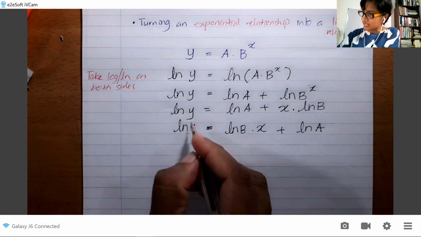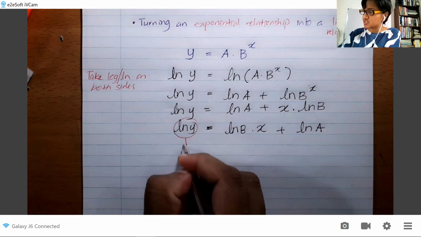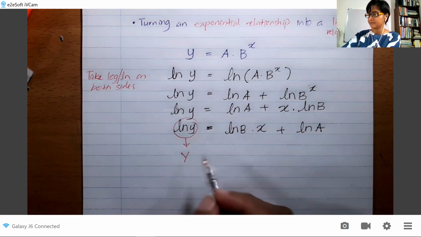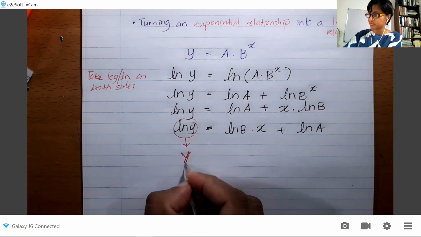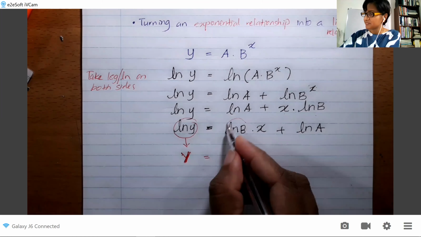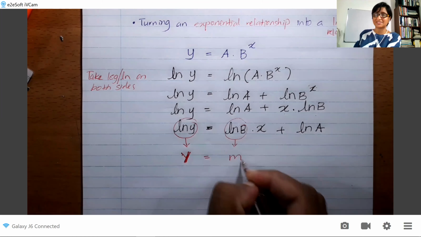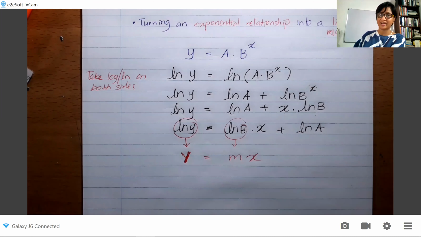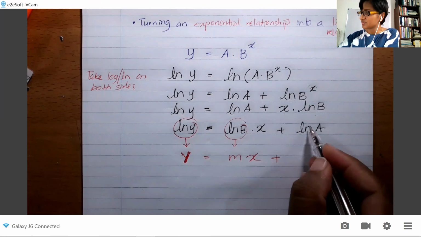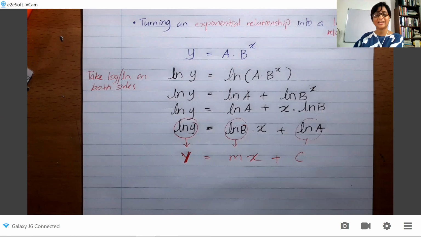This has to be changed into a different label because it's ln y. So it's capital Y. You have to relabel it. This is your m. x, you can just take it as x. It's just x already. Nothing has happened to that, right? x is just still simple x. Plus, that is your c. It did turn into a linear relationship, okay?